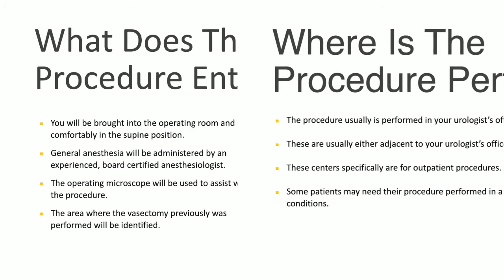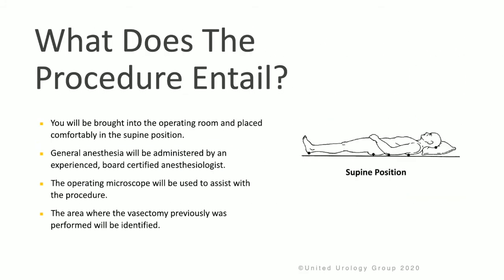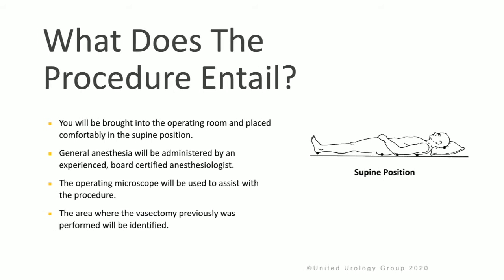On the day of surgery, you'll be brought into the operating room and placed comfortably in the supine position on your back. General anesthesia will be administered by an experienced board-certified anesthesiologist. The operating microscope will be brought in and used to assist during the procedure. The area where the vasectomy was done will be identified. The surgery is performed through the scrotum.